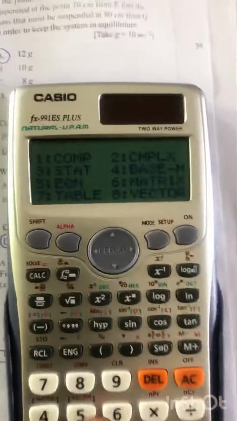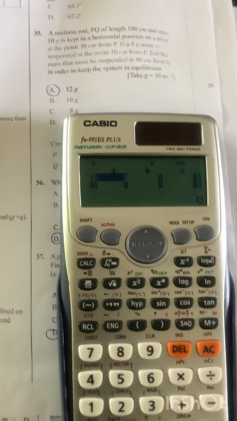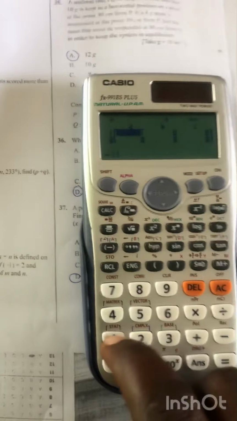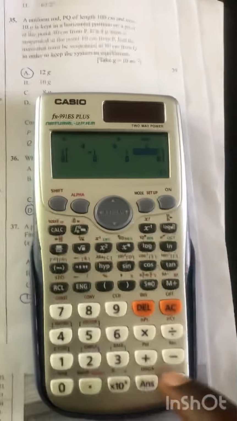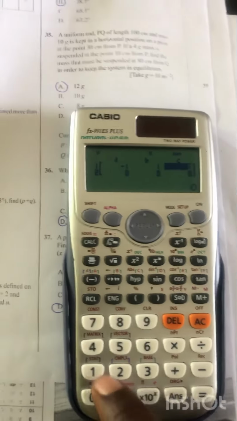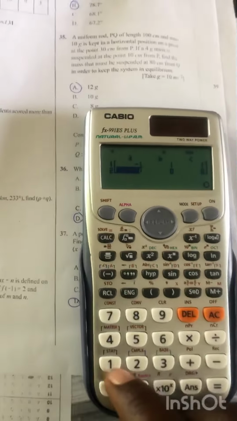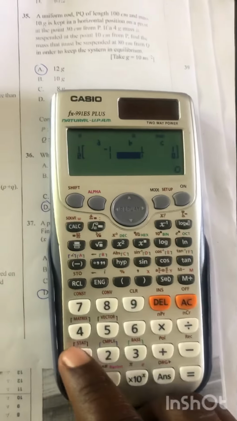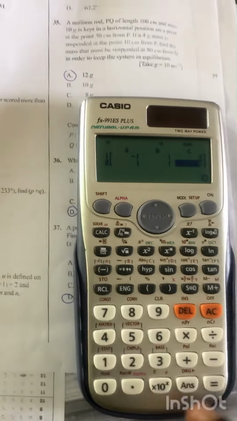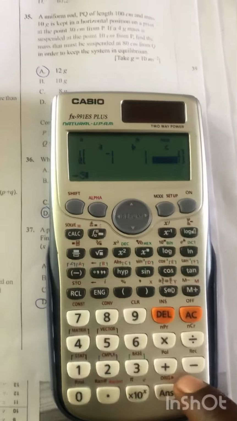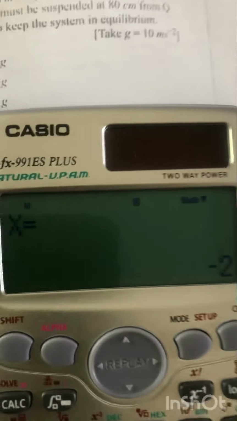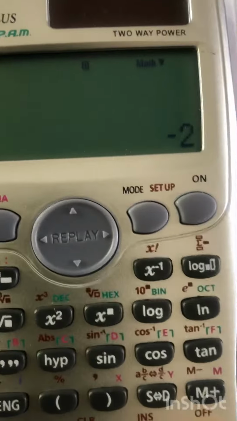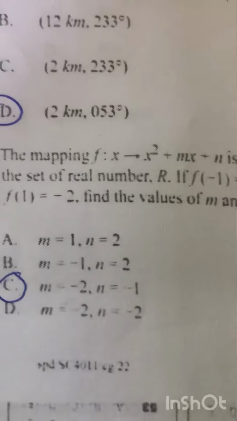So we go to mode equations and we choose simultaneous equations. So the first equation is -m, which is -1, plus n, which is 1, is equal to 1. Yes, and the second equation is m, the coefficient is 1, n, which is also 1, is equal to -3. I press equal to get my first answer. X is equal to -2, y is equal to -1. So m is equal to -2, n is equal to -1, which is C. We move on to question 34.